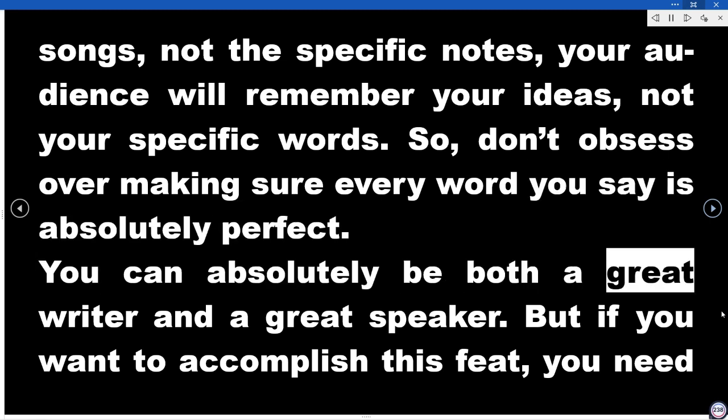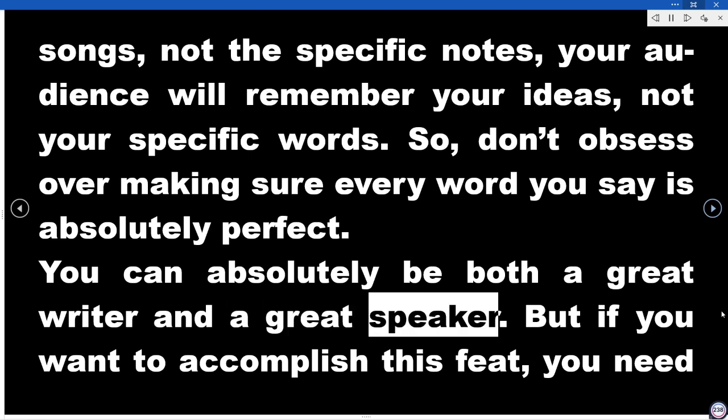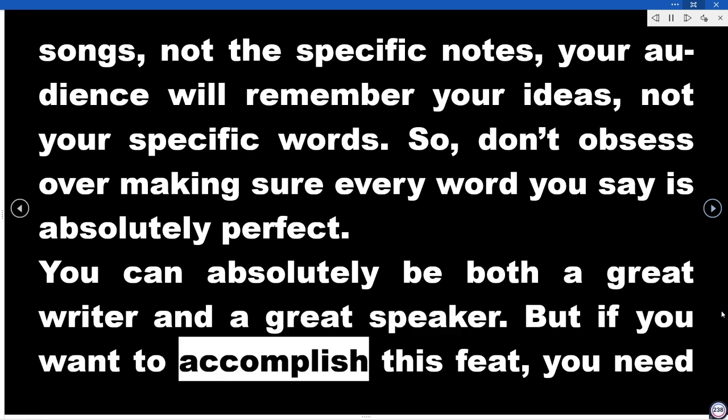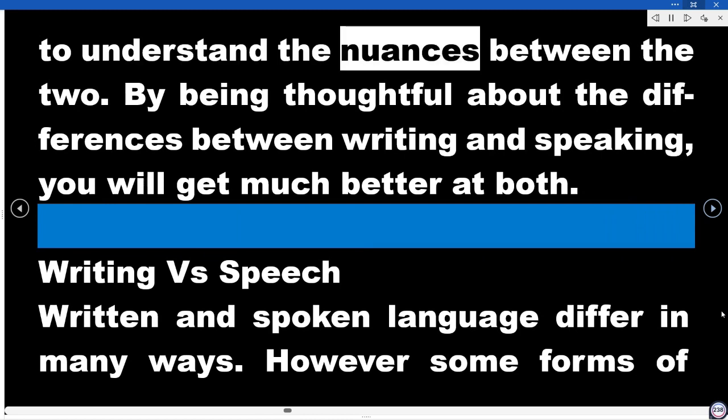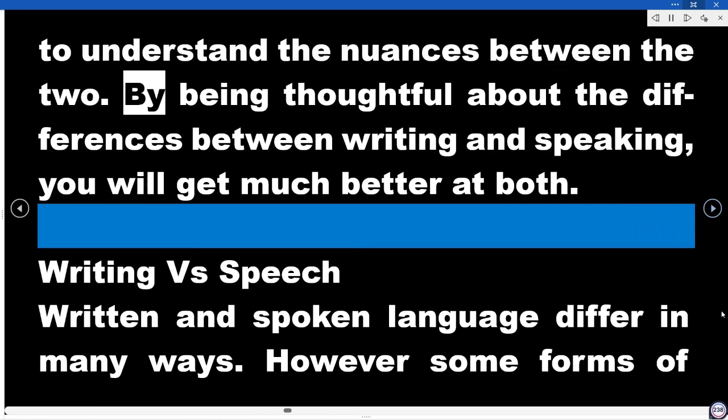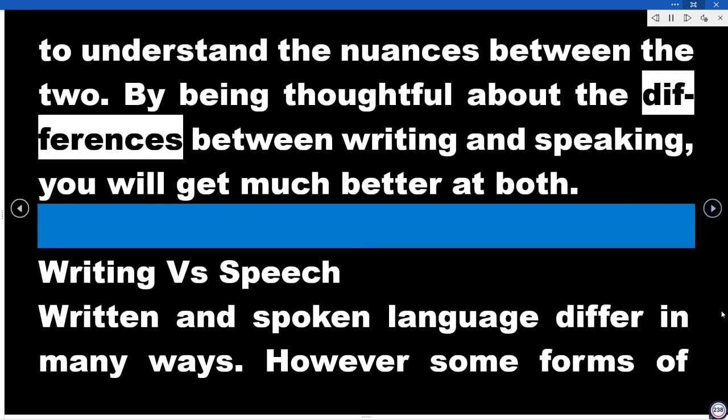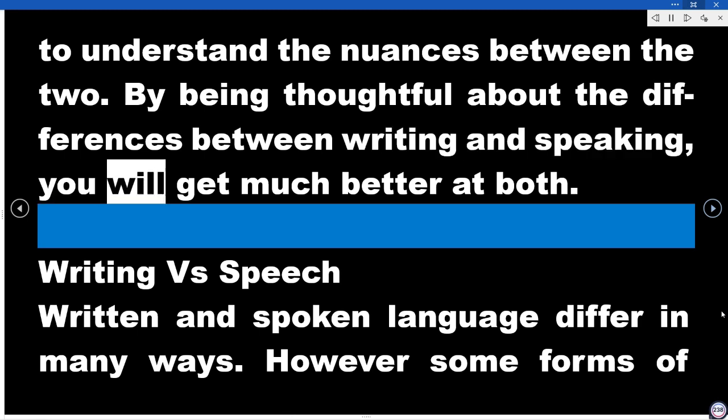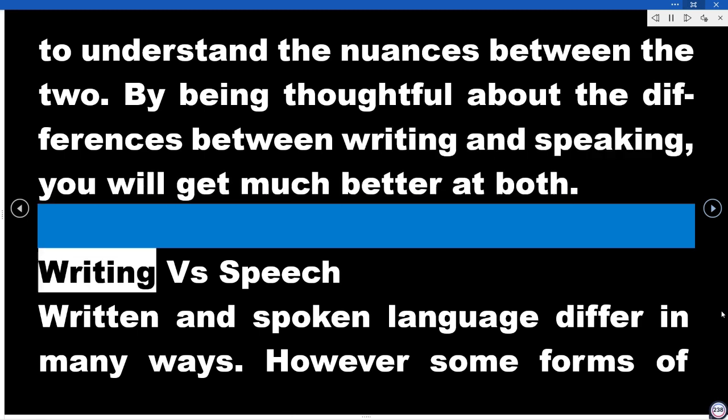You can absolutely be both a great writer and a great speaker. But if you want to accomplish this feat, you need to understand the nuances between the two. By being thoughtful about the differences between writing and speaking, you will get much better at both.